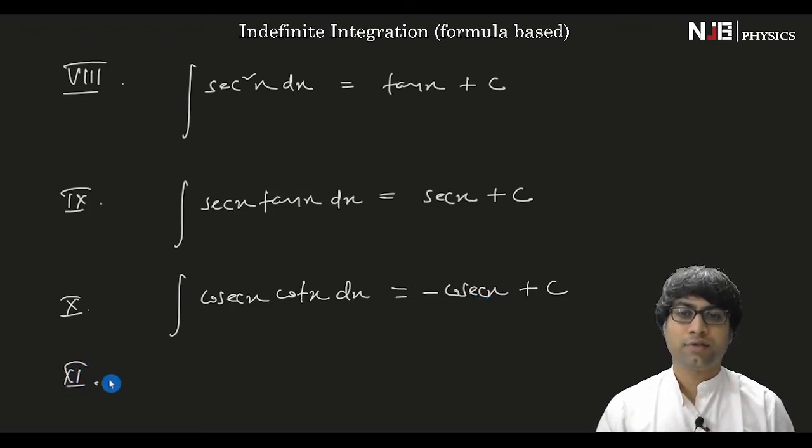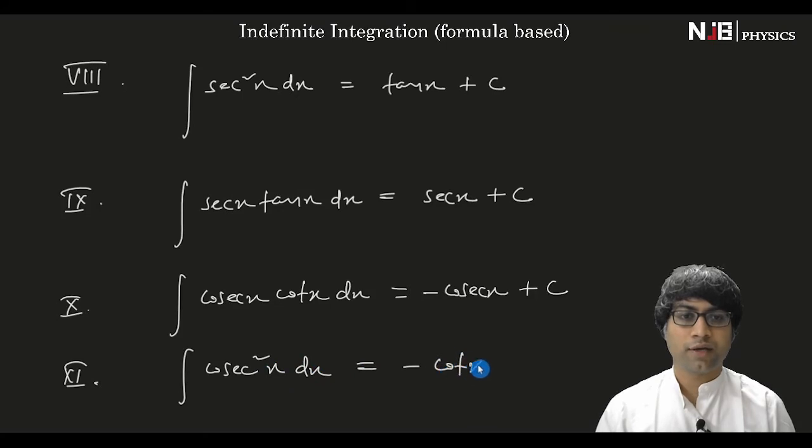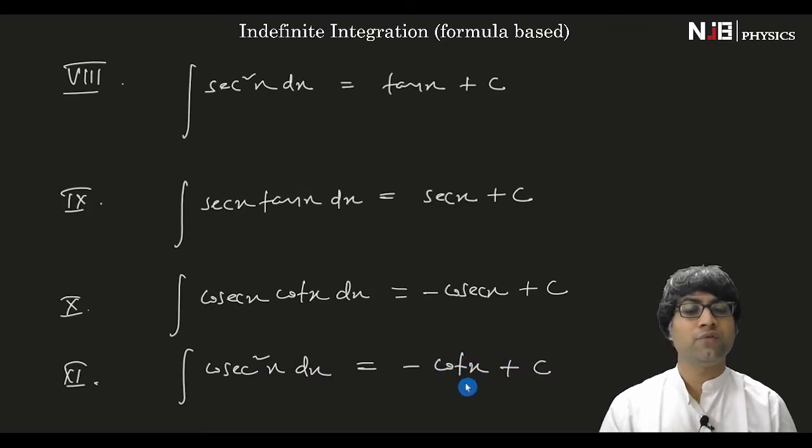And next, what is the integration of cosec square x dx? Well, this is going to be minus of cot x plus c. Why? Because the derivative of cot x is minus cosec square x.